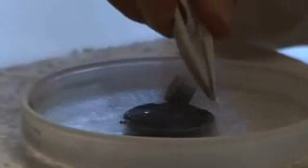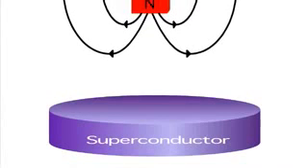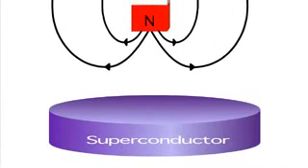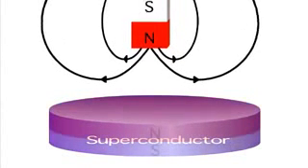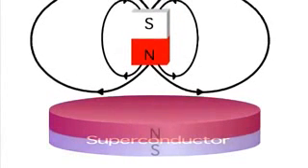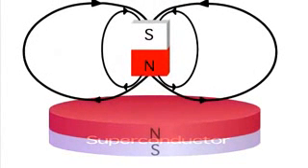It can be used to levitate a strong rare earth magnet. To the magnet, the superconductor looks like another magnet with an opposite magnetic field, or pole, so the magnet is repelled from the superconductor.